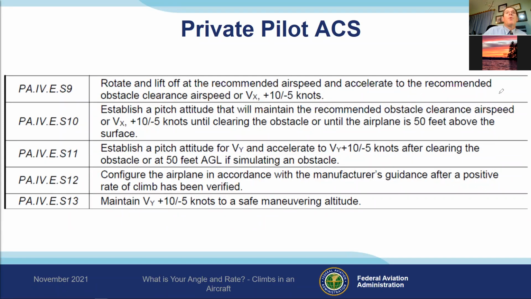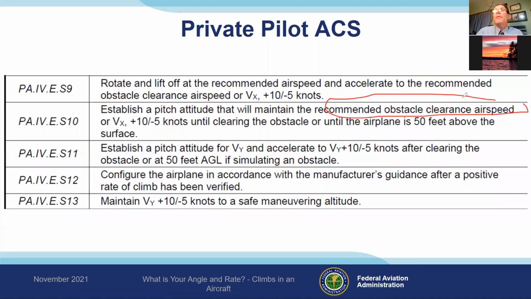And you'll notice what it ends up talking about is lifts off at the recommended airspeed and accelerates to the recommended obstacle clearance airspeed. Now, is your rotation speed VX in your aircraft? Probably not. It's probably some lower speed. Is your recommended obstacle clearance speed VX? Probably not. It's probably a little bit lower. And we're going to find out why that is the case.